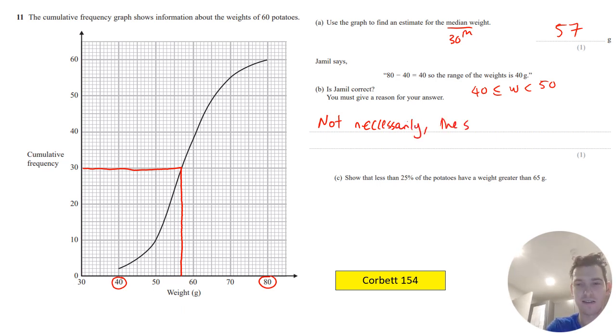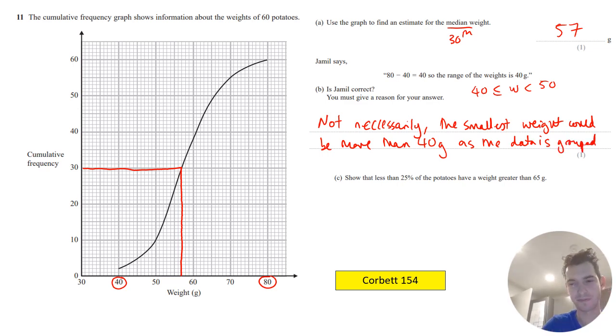The smallest weight could be more than 40 as the data is usually grouped for cumulative frequency diagrams.